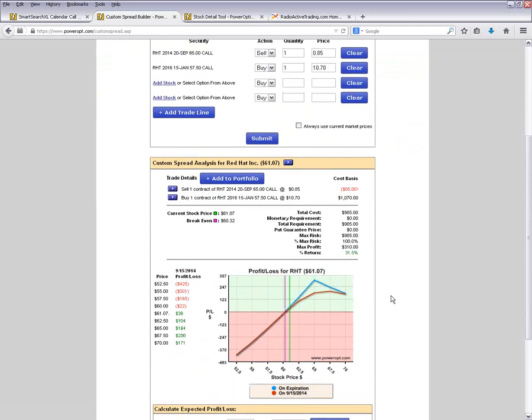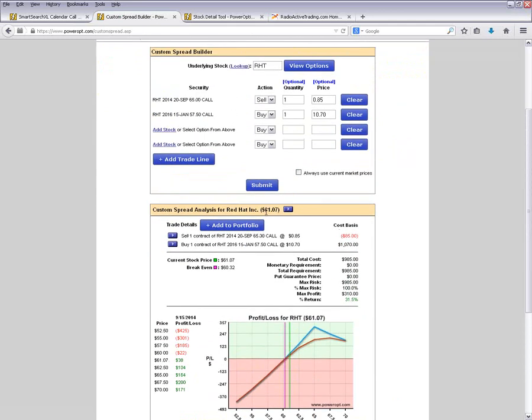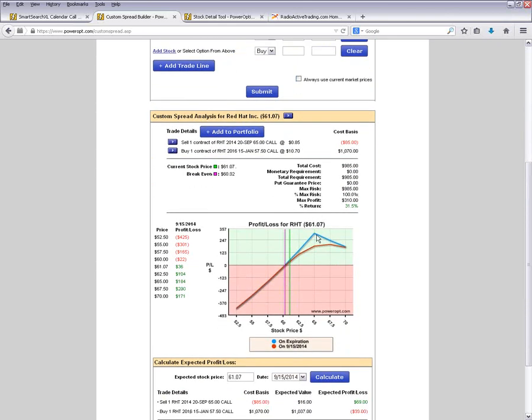Fantastic. Here's a diagonal spread. With Red Hat at 61.07, I'm going to buy the far out in time January 57.5 call for 10.70, and we're going to sell the September 65 call for 85 cents. What is my maximum risk? 985. When does the maximum risk occur? When the stock drops to zero.